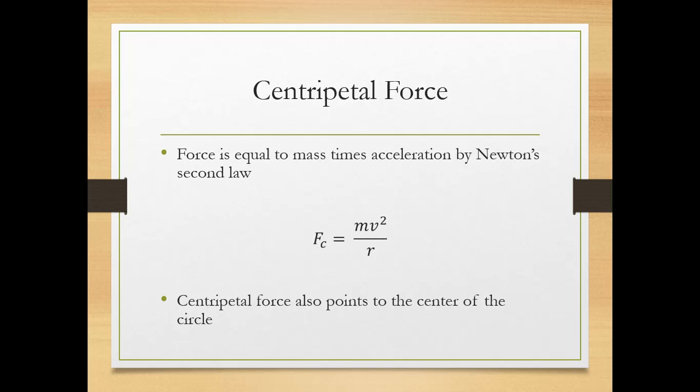So let's look at how we can calculate this force that we call centripetal force. Centripetal force is really pretty easy to calculate once we know centripetal acceleration. If we use Newton's second law, force is equal to mass times acceleration. If acceleration is v squared over r, centripetal force is m times v squared over r. It's also worth pointing out that centripetal force points toward the center of the circle. It causes the object to continue to move in the circle because it's changing the direction of the object toward the center of the circle.